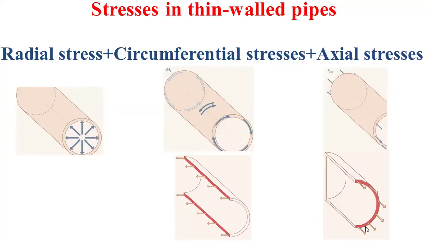First of all, note that the stresses that can be carried out in thin-walled pipes are of three types: the radial stress, the circumferential stresses, and the axial stresses. And note here that the radial stress can be neglected in the case of thin-walled pipes. In the next slides, we will explain each type of stress.